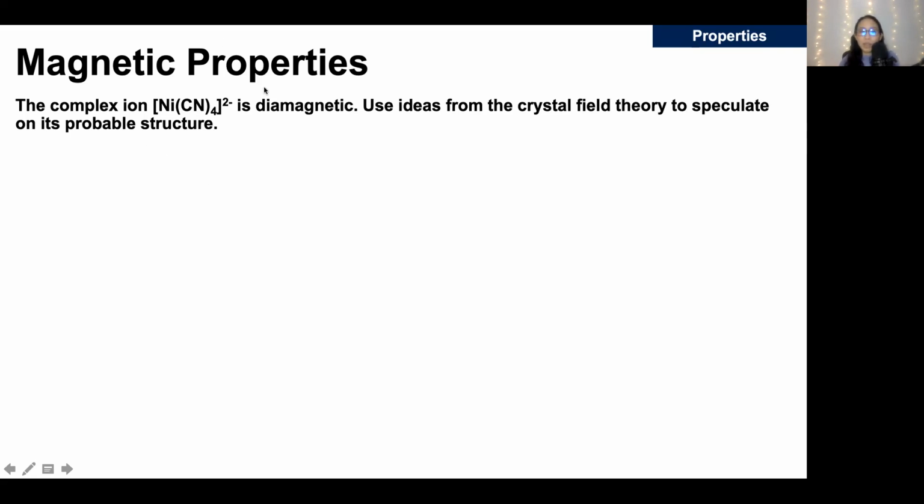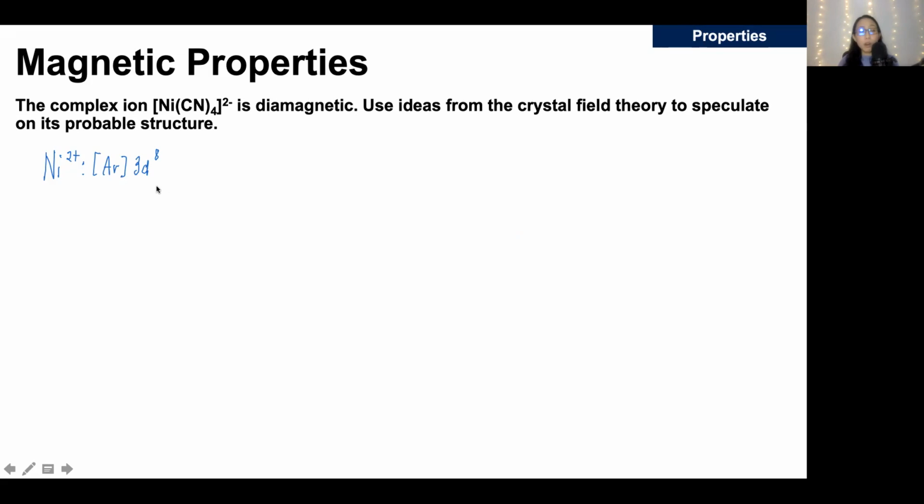Again, the first thing we have to take note of is the electron configuration of the central metal ion. That's nickel(II), which will be argon 3d8. So there are 8 electrons in its d orbitals.